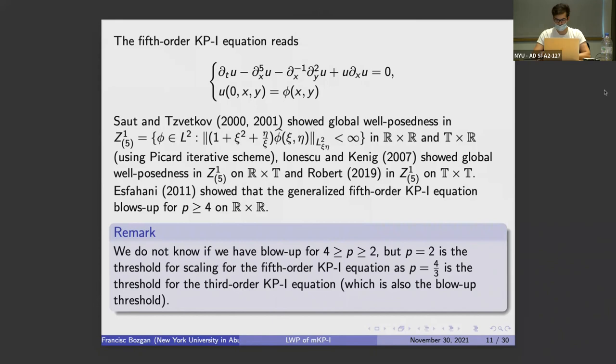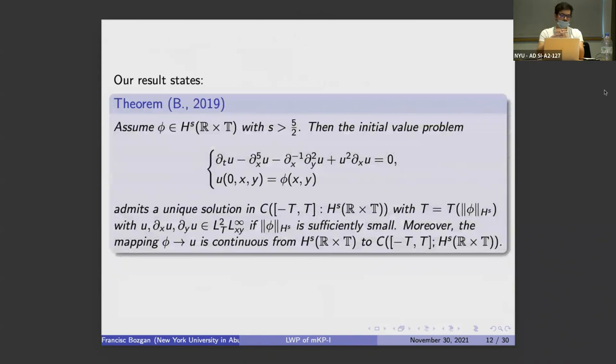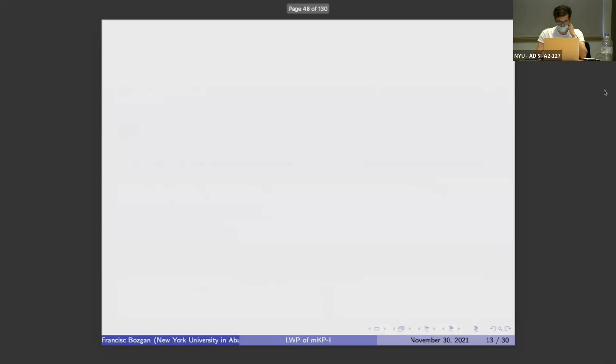Okay, so for the fifth order one, if the initial data is in H^s with s greater than 5/2, then the fifth order modified KP-I is locally well posed in R cross T, with T depending on the H^s norm of the initial data, and the initial data is sufficiently small. Again, the flow map is continuous. So now I want to give you some remarks about these proofs.